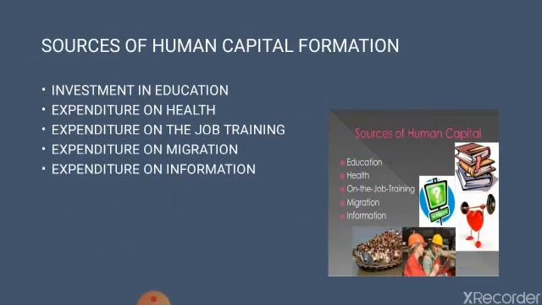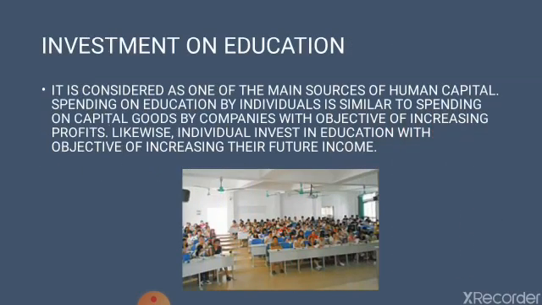Now we will understand how human resource becomes human capital. When expenditure is incurred on education, health, on-the-job training, migration and information, human resource becomes human capital, and the process of turning human resource into human capital is called human capital formation. These are the sources of human capital formation. One by one we will study.